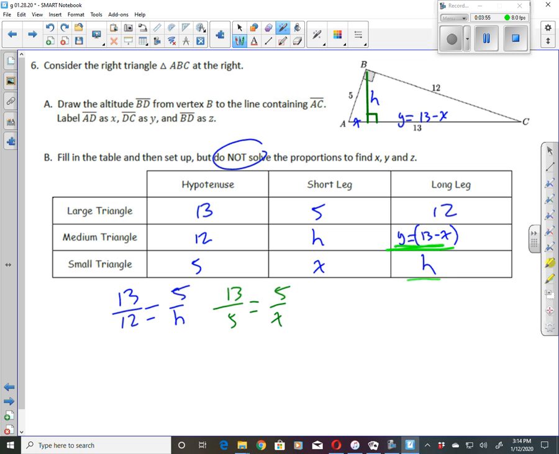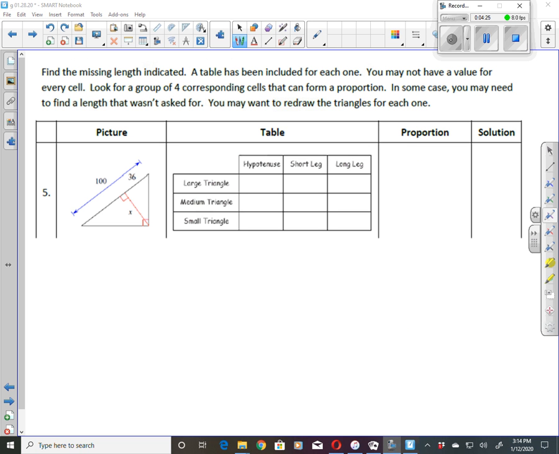I could solve these two here with these two. So I could set up one more proportion if I want. 13 over 12 equals 12 over y, per se, if you want. So you're looking for proportions that can be solved given the information. This gets to be fun when you start seeing these connections. So let's see if we can figure out some of these connections.